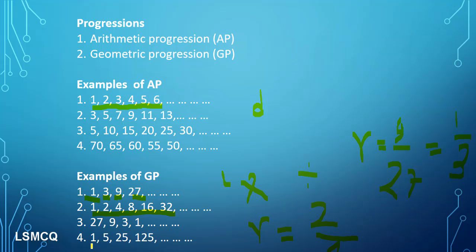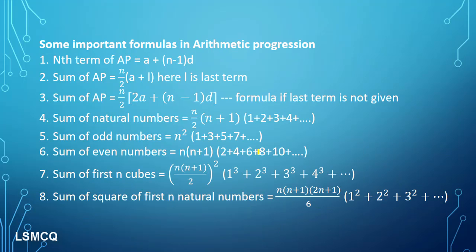In the fourth example, you can see that the first term is 1, then 5, 25, 125. So I hope you have already got the answer on this one. The common ratio we are looking at here is 5. 1 into 5 is 5, 5 into 5 is 25, 25 into 5 is 125, and the next number is 125 into 5. So this is the basic example of APs and GPs.